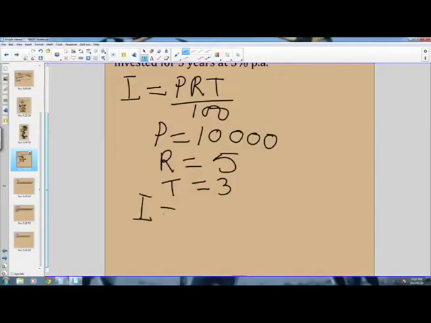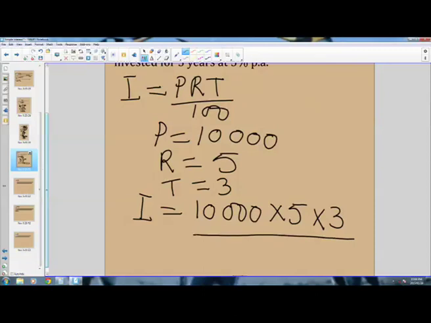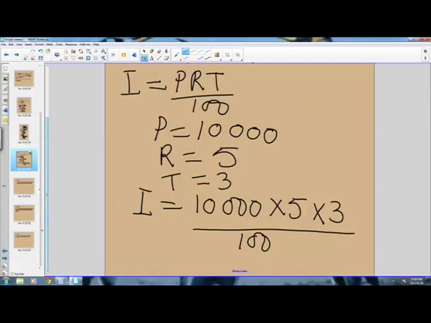I will be equal to, what is the value of P? The value of P is 10,000. So this will be 10,000 times the rate, 5%, times the time, 3, divided by 100. So we have managed to substitute for the variables. We now work out to find the solution.